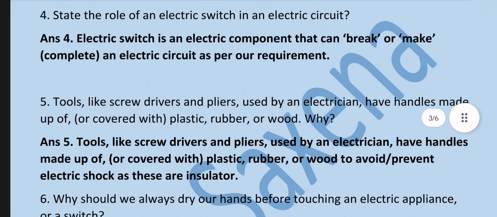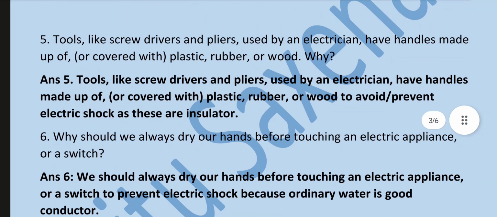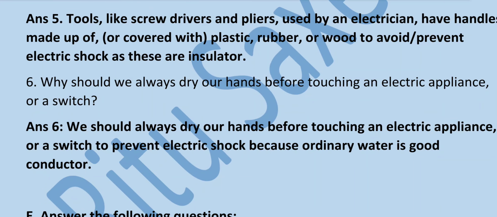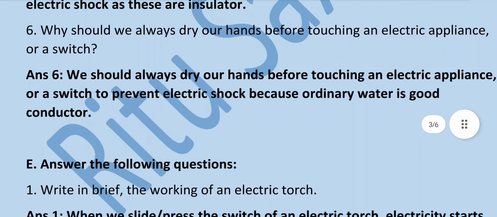Tools like screwdrivers and pliers used by an electrician have handles made up of or covered with plastic, rubber or wood. Why? To prevent electric shock, as these are insulators. Why should we always dry our hands before touching an electric appliance? We should always dry our hands before touching an electric appliance or a switch to prevent electric shock, because ordinary water is a good conductor of electricity.